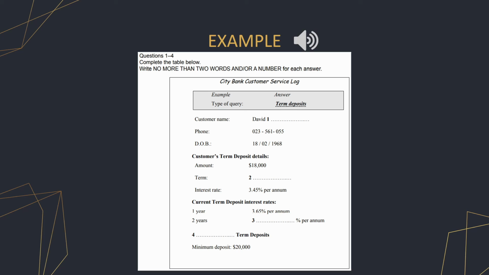Okay. Oh, a friend of mine told me he gets his term deposit interest paid into his account every month. Do you have a monthly interest option? Yes, actually, we do offer that on term deposits, but only on investments of $20,000 or more.